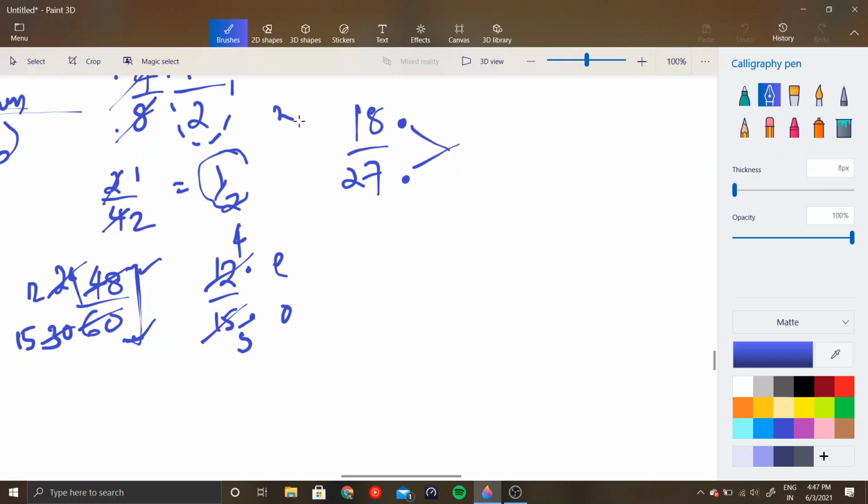Try with 2, try with 3, try with 5, try with 7, try with 9. So these are actually the single digit numbers to try. If they are both divisible, then you can very well reduce it. Okay, we'll try and divide this by 2. If we divide it by 2, the numerator is 9 and the denominator is not divisible by 2. So 2 won't work. Let's try with 3.